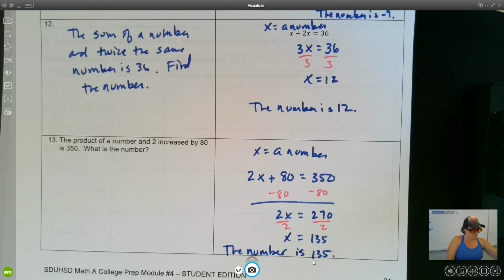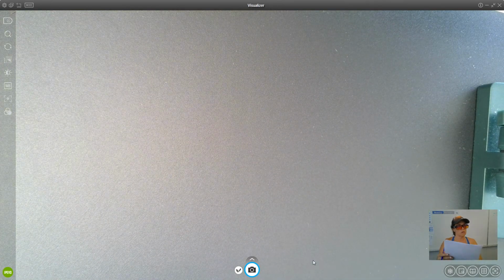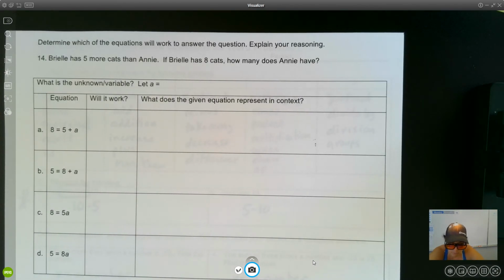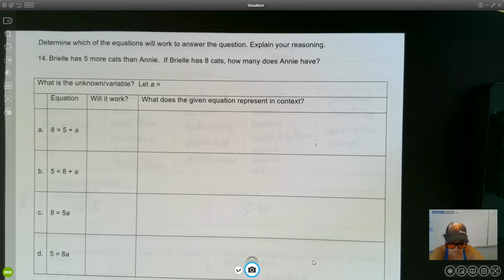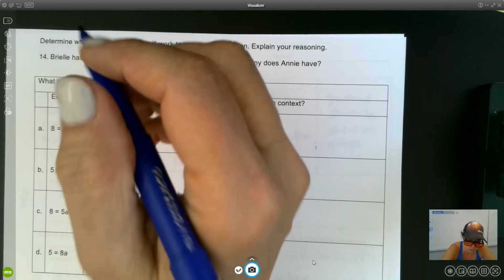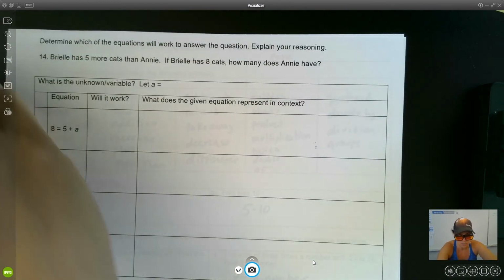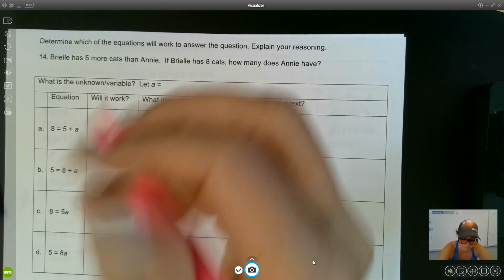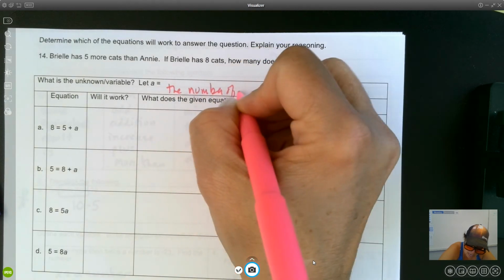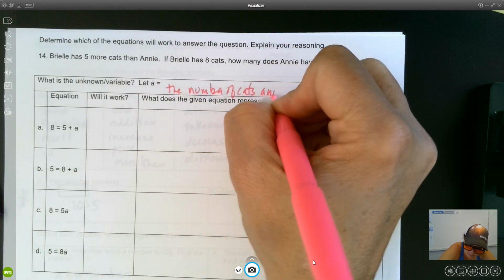All right, and then we've got a couple of problems on the back side. Back page, to say, do they work or not? All right, Brielle has 5 more cats than Annie. If Brielle has 8 cats, how many does Annie have? What is the unknown variable? Let A equal, let me change colors so this sticks out a little bit more in these tables, the number of cats Annie has.